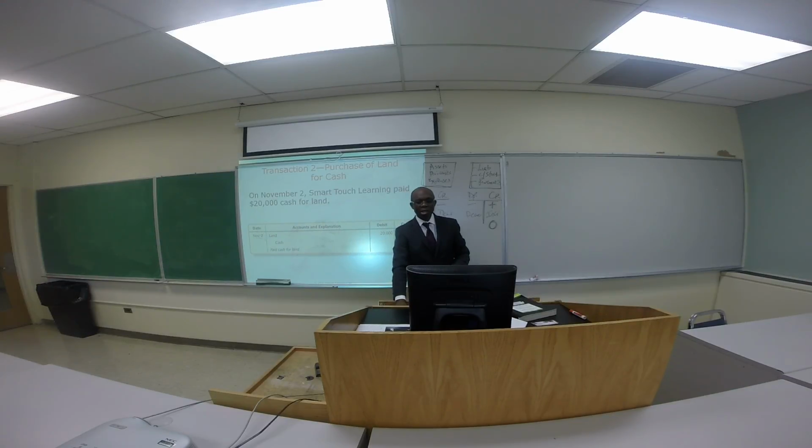Now, moving along, here is transaction 2. We purchase a piece of land. Land is debited for 20,000. Land is an asset. Cash is credited. So two types of assets are impacted. One asset goes up, one asset goes down. Then of course, here we have a brief explanation of the transaction.